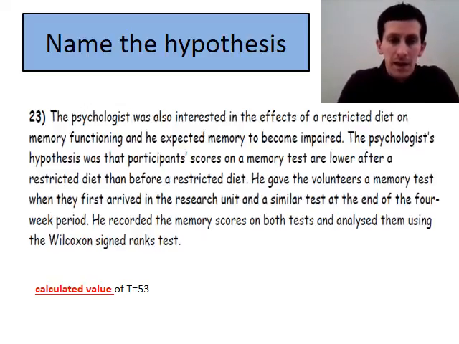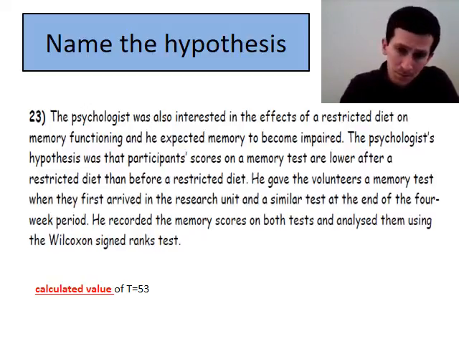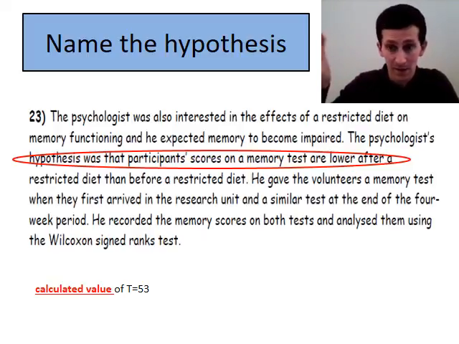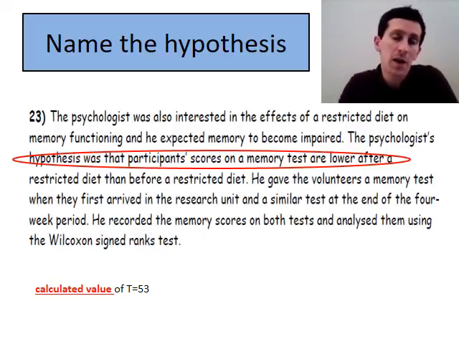So if we look in here, this is something that you're going to get. A psychologist was also interested in the effects of a restricted diet on memory functioning and expected memory to become impaired. The psychologist's hypothesis was that participant scores on a memory test are lower after a restricted diet than before a restricted diet. So you've got to be able to pick out the hypothesis. You see here, the hypothesis was that participant scores on memory tests are lower. So it's a directional hypothesis. He's stating it's going to go in a certain way. They're going to be lower after a restricted diet.